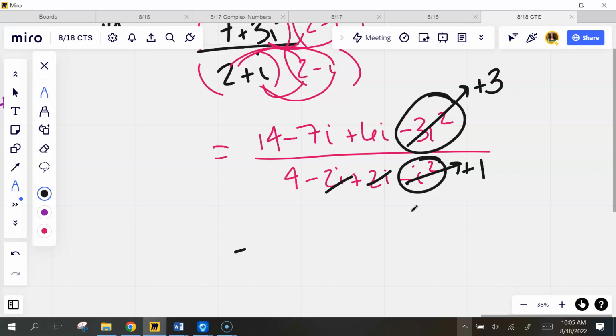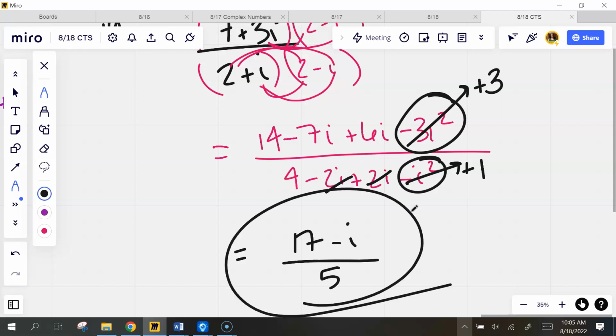14 and 3. Thank you. Negative 7i and 6i. Negative i. 4 and 1. That's where you'll mess up if you mess up anywhere else.